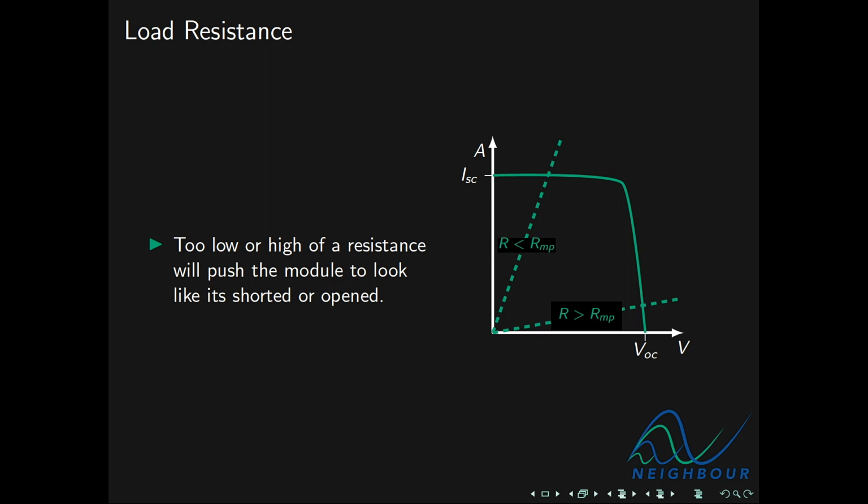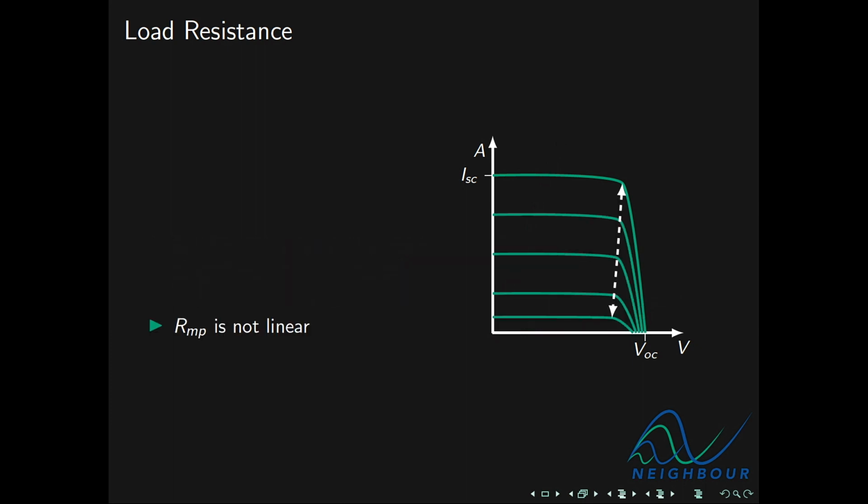So if we wanted to extract maximum power, we need that maximum power point resistance, and anything too low or too high from that will cause the module to look like it's opened or like it's shorted. And by that I mean, if it's looking like it's opened, its voltage is going to be very close to its open circuit voltage, and if it's shorted, its current is going to look very much like its short circuit current. Of course, it can't be exactly equal, otherwise the generator would be in opened or shorted states. But if they are really far, you can usually just make that assumption.